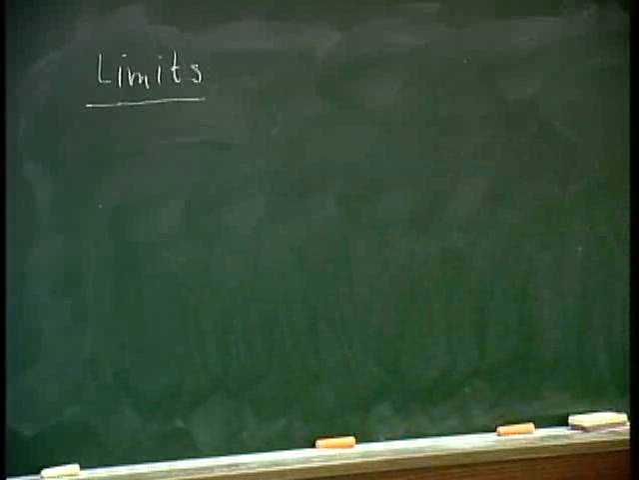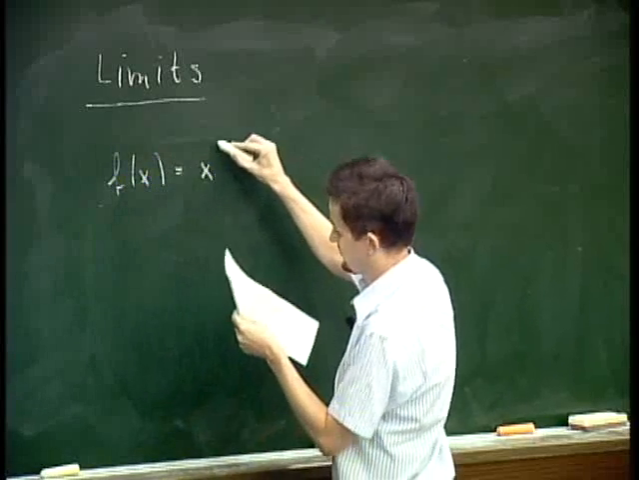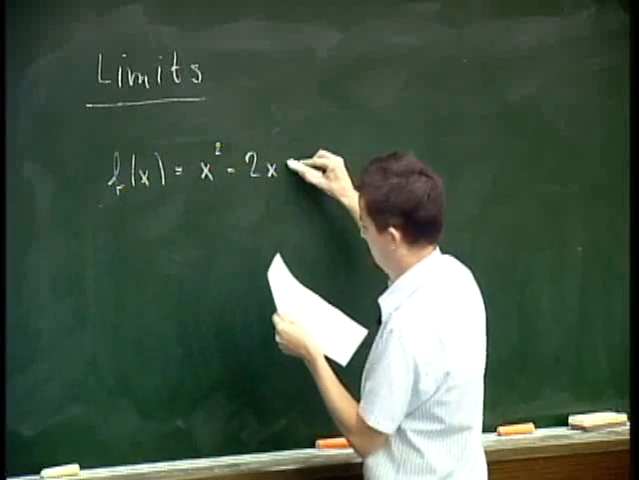Now, in section 2.2, we will not give a precise definition of the limit. We will discuss limits, I don't know how you do it in high school, but we will do it maybe similar to how you have done it in high school. Now, just to start with an example, this is a very easy example: f of x is equal to x squared minus 2x plus 4.